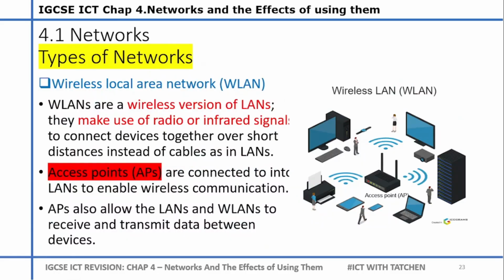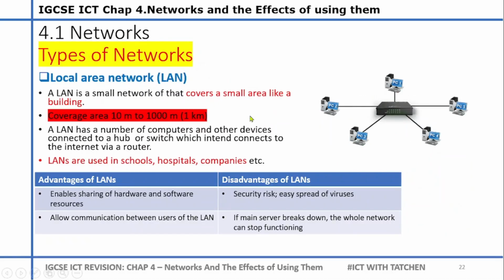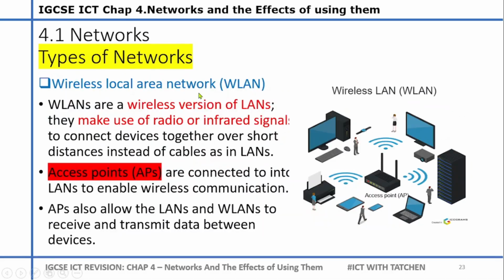Now, the next type of network we're looking at is wireless local area networks. So the one we looked at previously is a wired network. Now we want to look at a wireless local area network. A wireless local area network makes use of radio or infrared signals to connect devices together over a short distance instead of cables as in a LAN. So this is an example of a wireless local area network.